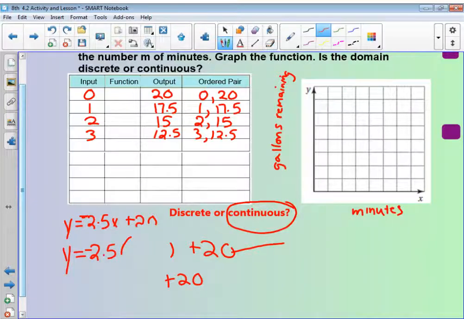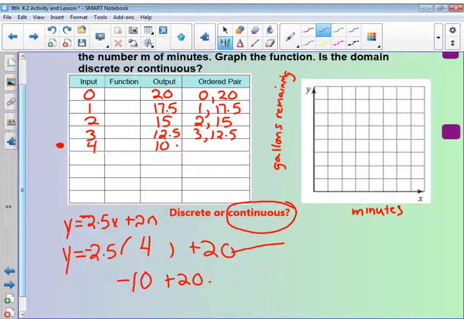Now we'll do 4 minutes. So negative 2.5 times 4 is going to give me negative 10. So negative 10 plus 20 is going to give me 10. Okay, so you can see the pattern. You can see that right now at the halfway point, that 20 gallons, it would take 4 minutes to get half of it empty, right? Because we originally had 20 gallons and now we have 10 at halfway, which is 4 minutes.